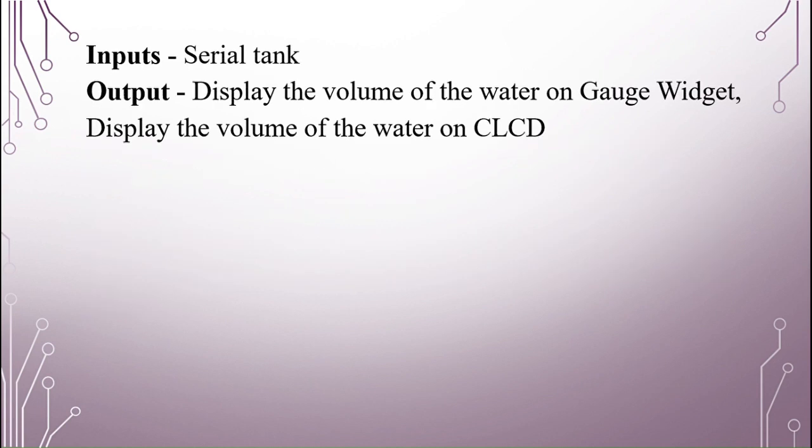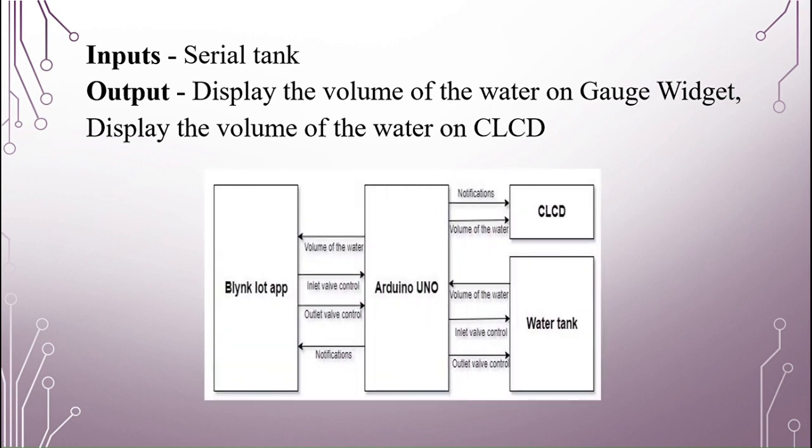So the input is the serial tank volume, and we display the volume of water on the gauge and on the CLCD also. This is the diagrammatic representation. It will read the volume of the water from the water tank and pass it to the Arduino Uno. The Arduino Uno will pass it to the Blink IoT app via the cloud. Then the Blink IoT app will display the required result to the user, and in the same way the result will be displayed on the CLCD.